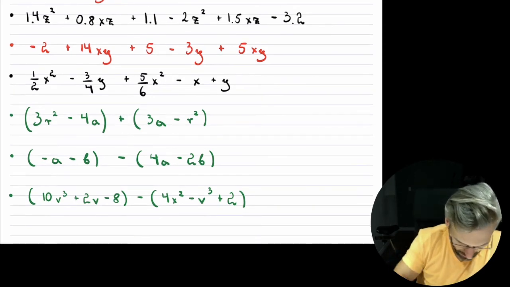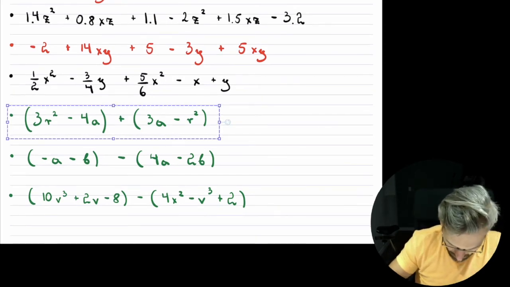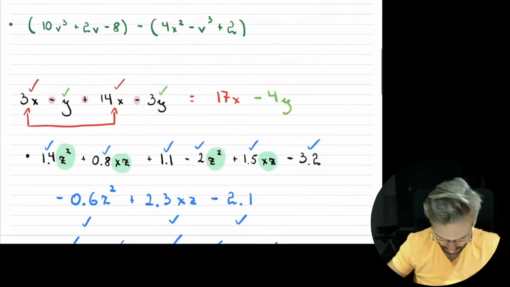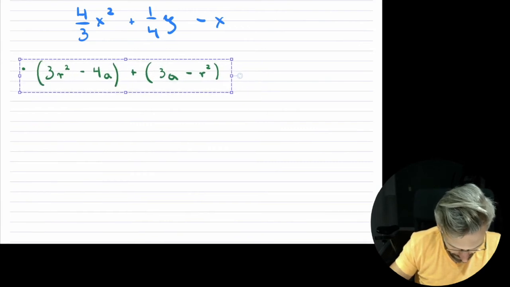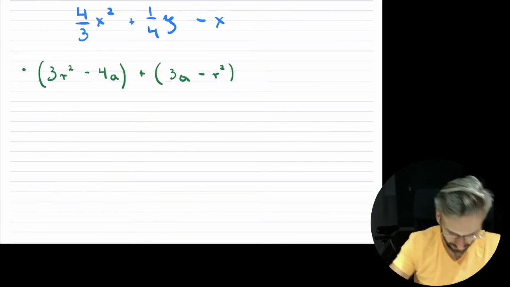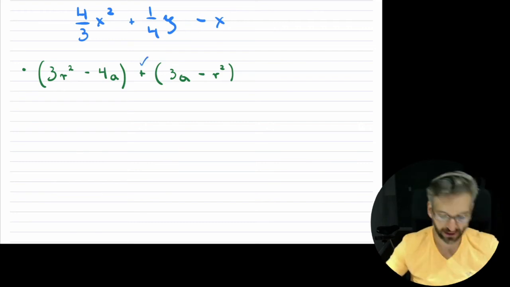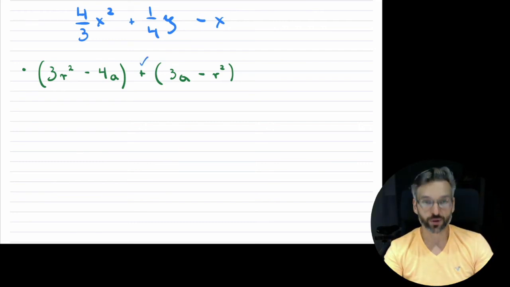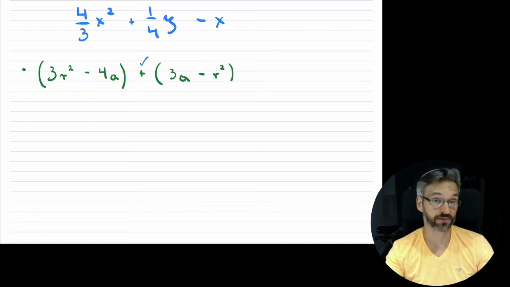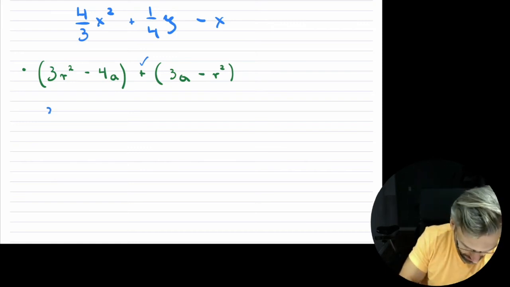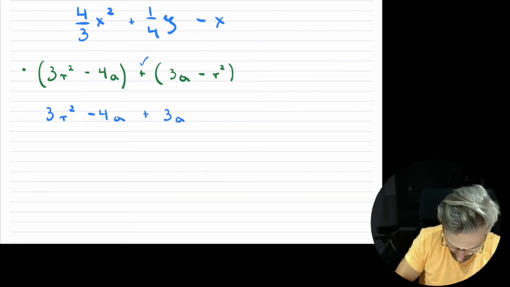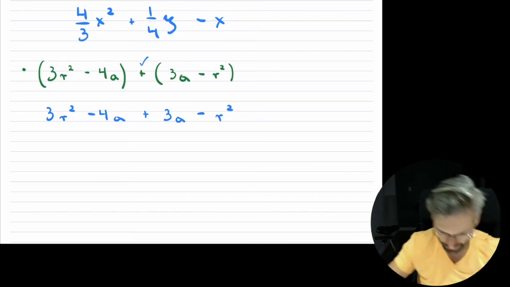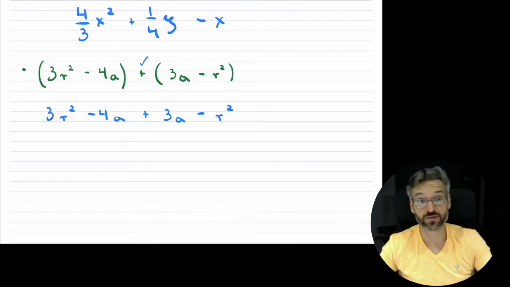Okay, so now we have a little bit more complicated, but not really, because it's just with brackets, and we've done one of those. So here is an example. Again, the first thing that I do, now I am actually just adding these. When you're adding any polynomials together, all you have to do is just drop the brackets because there's nothing to do. So this becomes 3r squared minus 4a plus 3a minus r squared. So the brackets just disappear because there is nothing really to do.